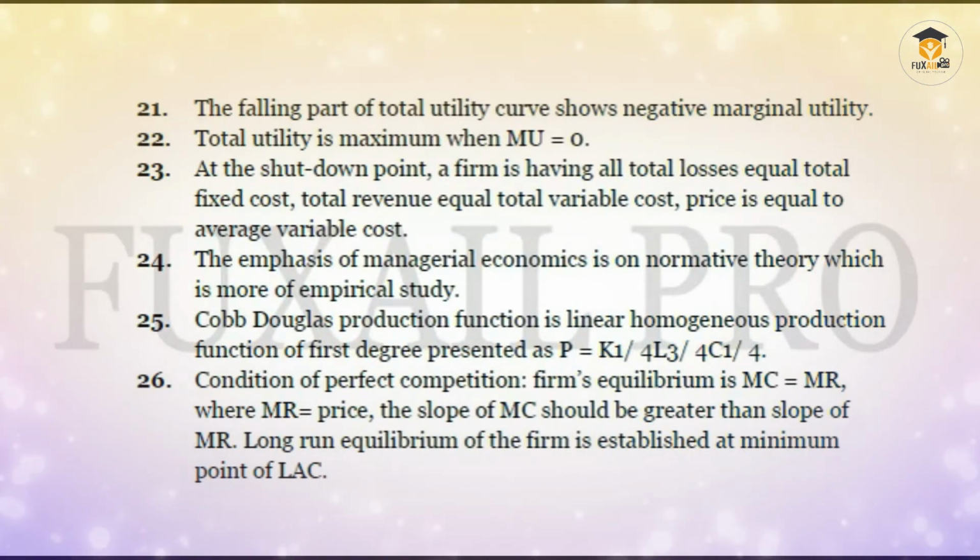24. The emphasis of managerial economics is on normative theory, which is more of empirical study. 25. Cobb-Douglas production function is a linear homogeneous production function of first degree presented as P equals K^(1/4) L^(3/4) C^(1/4). 26. Under perfect competition, firm's equilibrium is MC equals MR, where MR equals price, and the slope of MC should be greater than slope of MR. Long run equilibrium of the firm is established at minimum point of LAC.